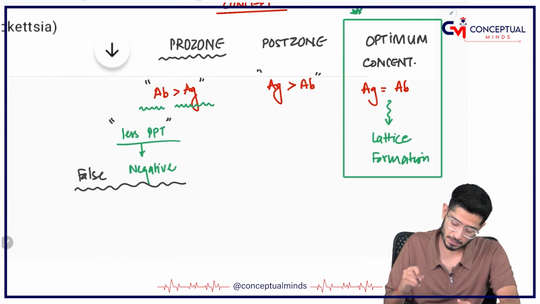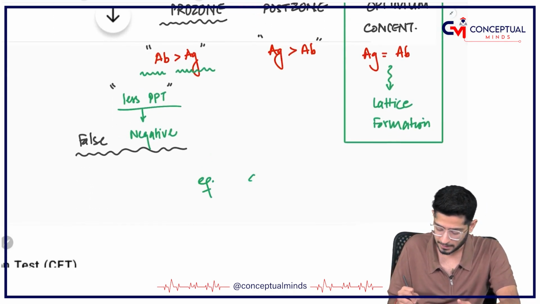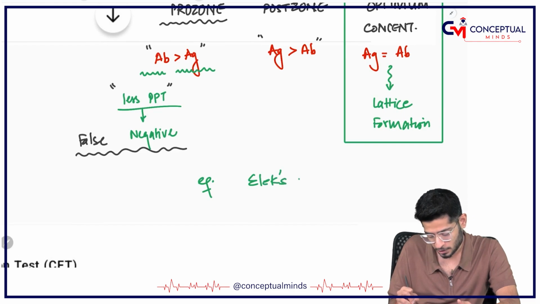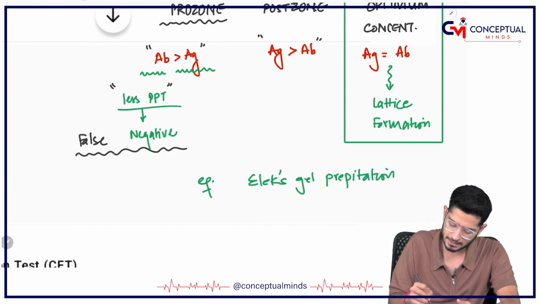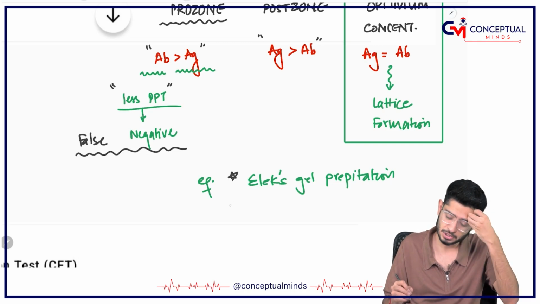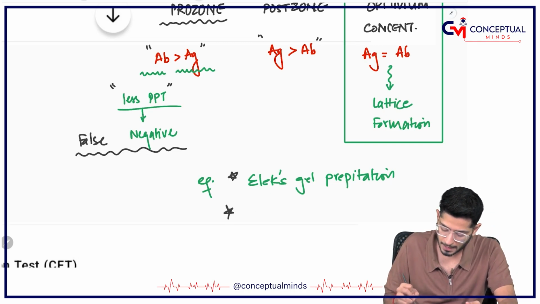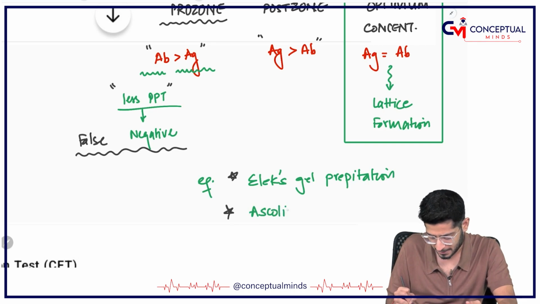All these things you can especially see, for example, in Ouchterlony gel precipitation. So, the example is gel precipitation, and one more is Ascoli's precipitation.